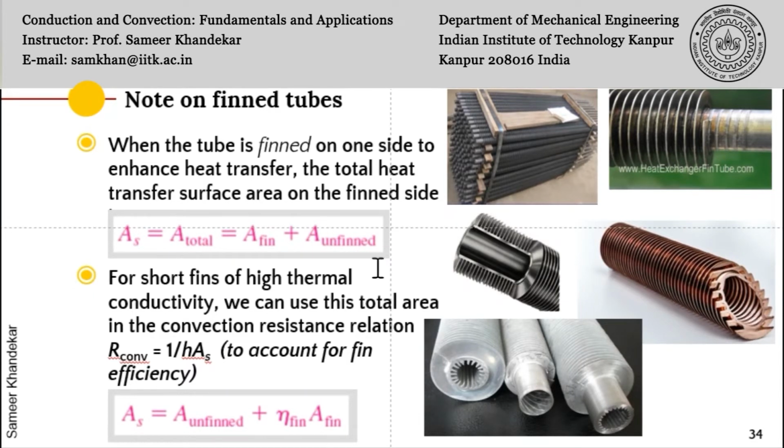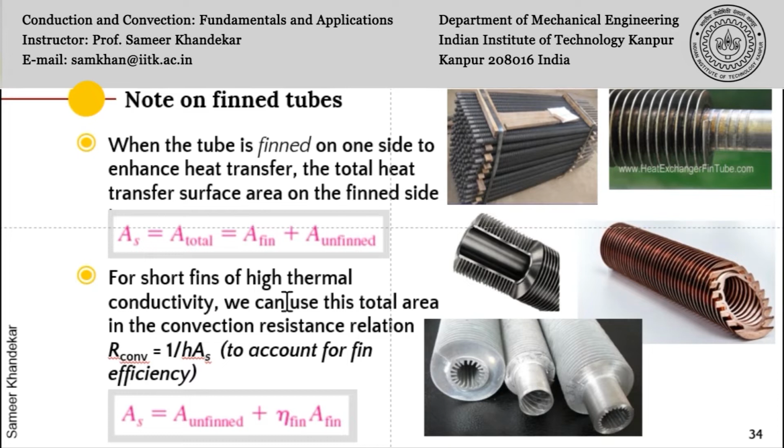transfer coefficient. So when the fin tube is finned on one side to enhance heat transfer, the total heat transfer surface area on the fin side will be A fin plus A unfinned. So for example, you see fin here, there is the fin area, that is the enhanced area, and then there is some gap in between the two fins. So the cylinder, there is no fin on that cylinder, which is the internal pipe. So this is the unfinned area.